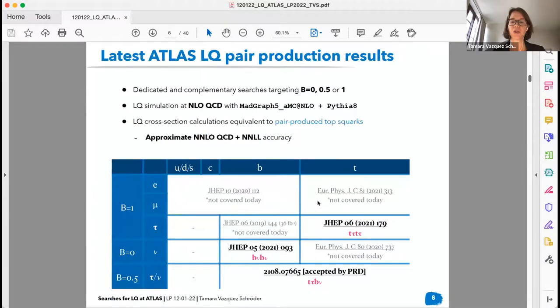I'll actually show on slide six these same three analyses, but now based on the type of analysis that is optimized for B equals one, which would be the top tau decay, and B equals zero, which is the b nu decay. But we also have an analysis optimized for B equals 0.5, which would target final states of top tau, b nu, or top nu, b tau. Just to say that the leptoquark simulation that we use is at next-to-leading order QCD accuracy with MadGraph plus Pythia, and for the cross-section we profit from the equivalence to pair-produced top quarks, and we can use the approximate next-to-leading order QCD plus next-to-leading log accuracy.